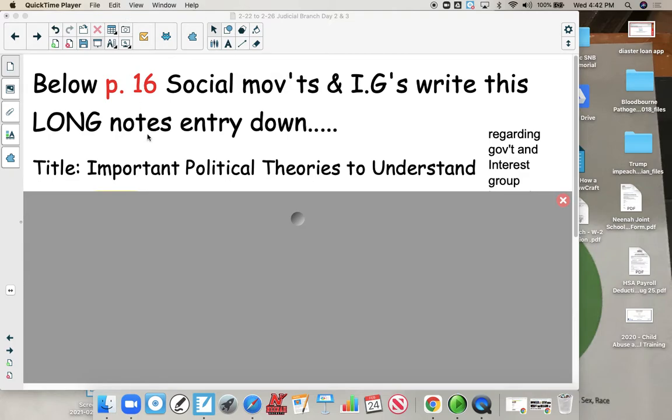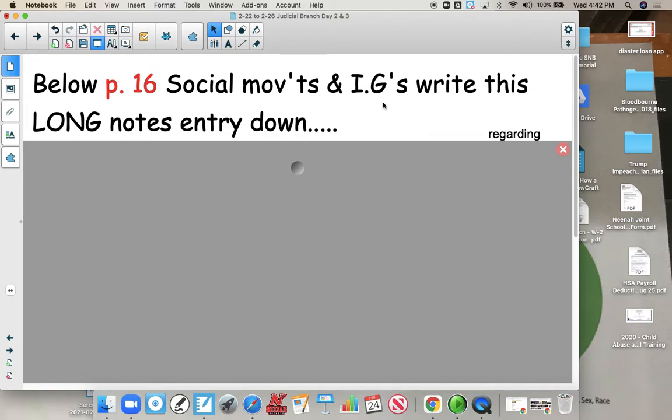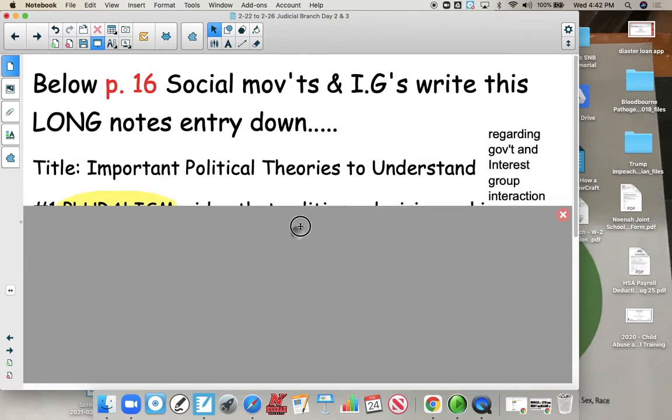So at the area on page 16 of your notebooks, we just recently talked about social movements and interest groups. We defined each. We talked about how they're different from one another. And we know that Occupy Wall Street is a social movement, and that an interest group like the Association of Realtors will work for lower taxes so that they can save money. We need to understand that there is some interaction between government and interest groups.